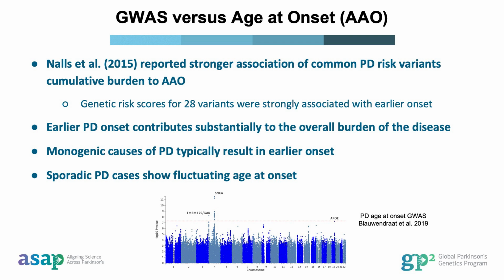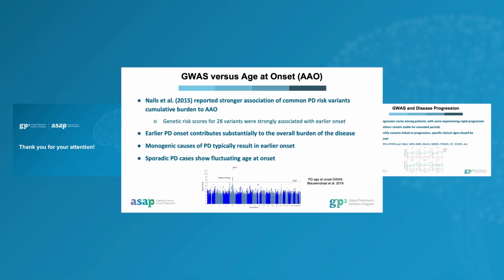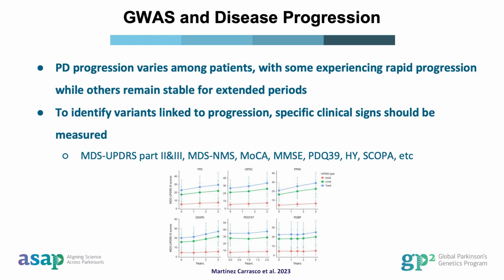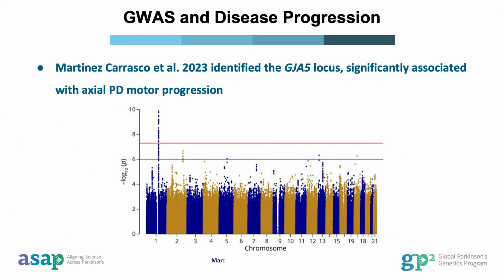The largest GWAS on age at onset in Parkinson's disease, conducted by Blauwendraat et al., identified two significant loci in SNCA and TMEM175, each associated with a reduction in age at onset of approximately 0.6 years. Disease progression in Parkinson's disease is variable and is often assessed using scales such as MDS-UPDRS, Hoehn-Yahr, MMSE, and MoCA. In a study by Tan et al., a large GWAS on Parkinson's disease motor progression was conducted using data from MDS-UPDRS Part 3.